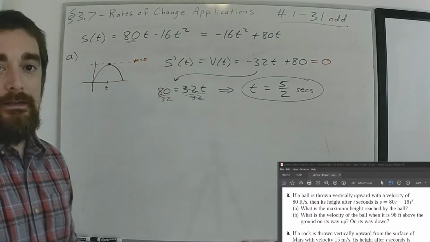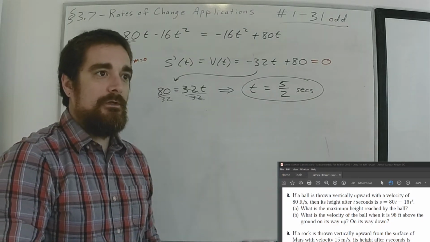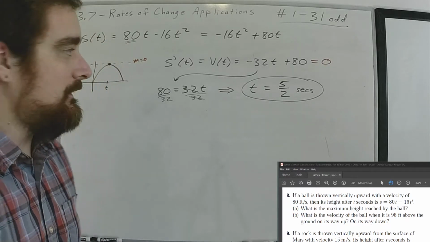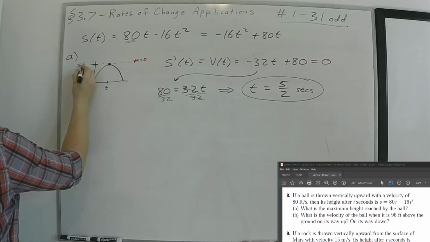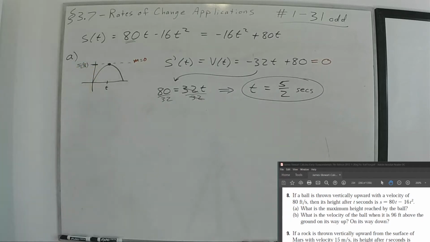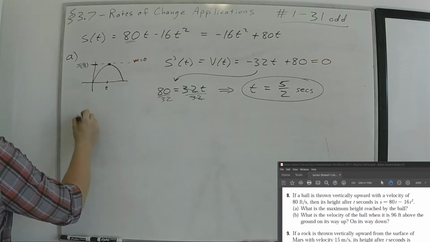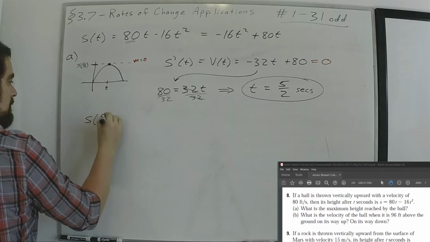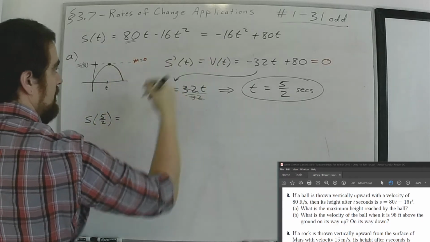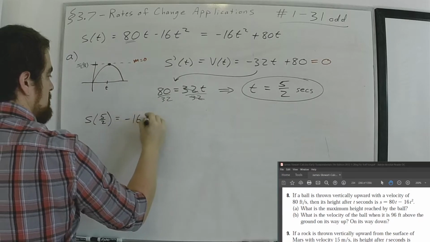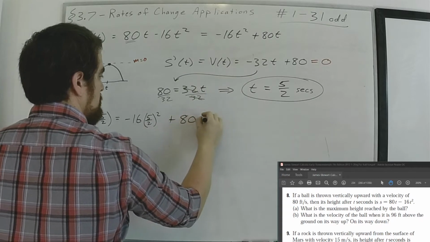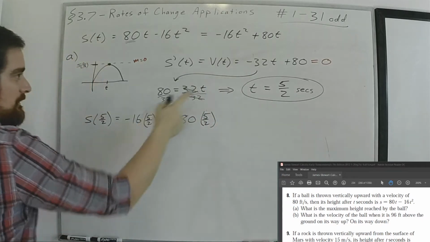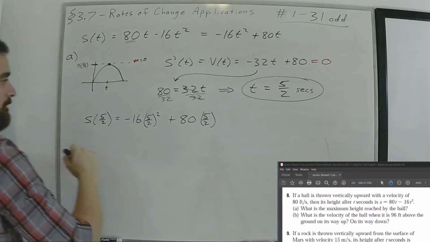So that tells me when it'll happen, but it does not tell me what the actual maximum height is. The maximum height is given by s of t, in this case, s of 5 halves. So our goal is to go find out what s of 5 halves is. So I'm going to go back and I'm going to say s of 5 halves is going to be equal to, and again, I can go back to either one here, negative 16 times 5 halves squared plus 80 times 5 halves. So we know when it happens. Let's figure out what that actual max height is.